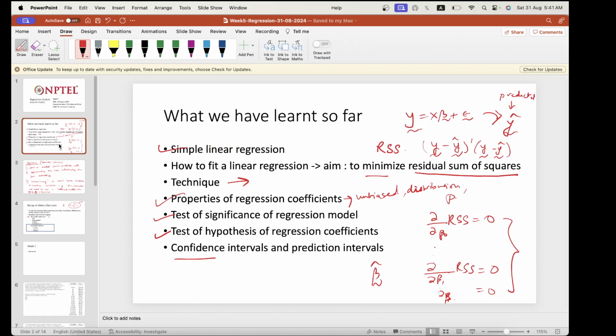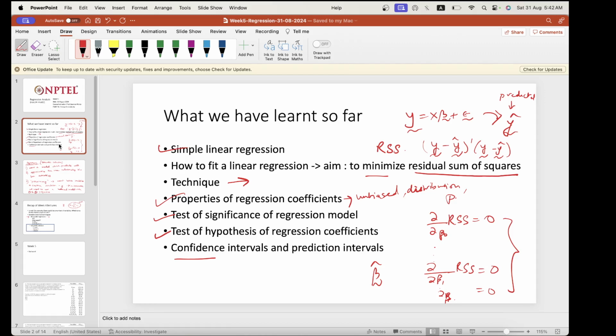So, what have we learned so far? This is the overview of whatever we have learned so far till week 4. So, we learned how to fit a simple linear regression. To fit a linear regression, the aim is to minimize the residual sum of squares. And what is the technique for it? So, the technique is we write down the residual sum of squares and then we differentiate with respect to the unknown parameters in the model, and then we equate it to 0, right? And then by solving, let's say if we have p unknown parameters and we have p equations involving the beta p's, then solving all of them simultaneously gives us the estimate of beta, which is beta hat.